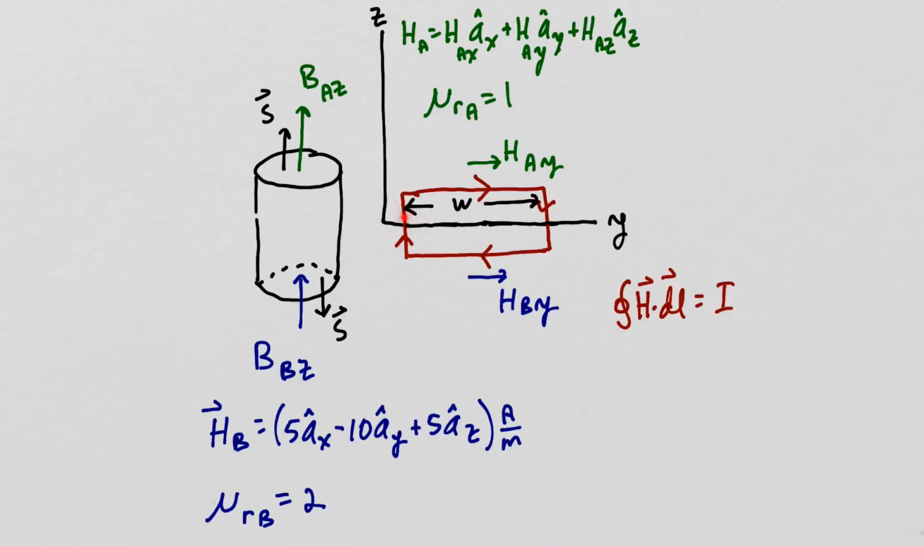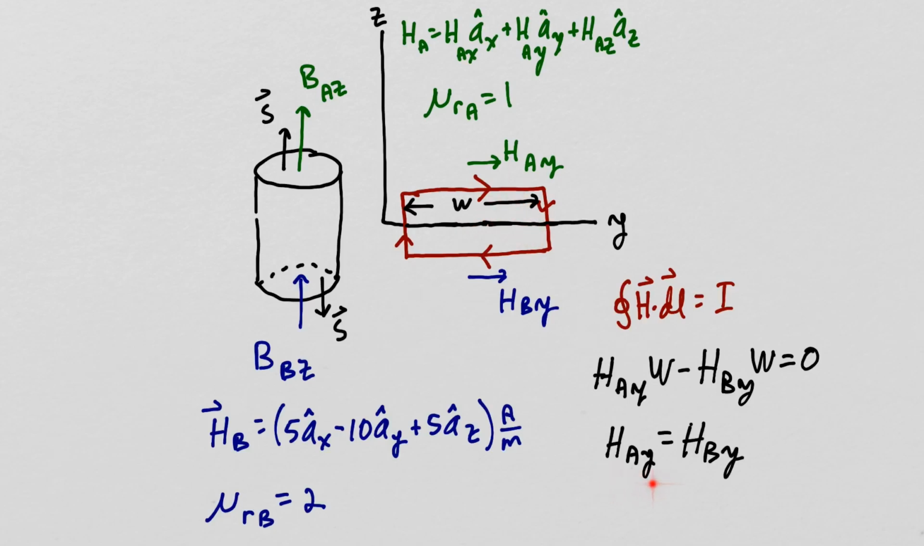So now applying Ampere's circuital law to this Amperian loop, we get H sub ay times W minus H sub by times W, and it equals 0 because the current flowing through our Amperian loop is 0. So H sub ay is equal to H sub by. So now let's just substitute in our value of H sub by, which is minus 10. So our final component, the magnetic field intensity in the y direction in region A, is minus 10 amps per meter.